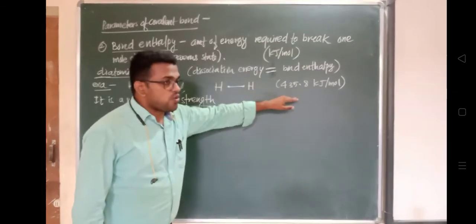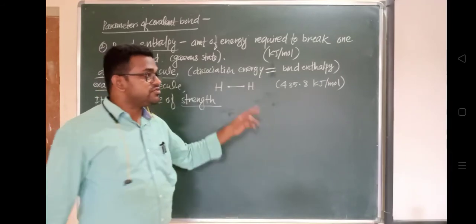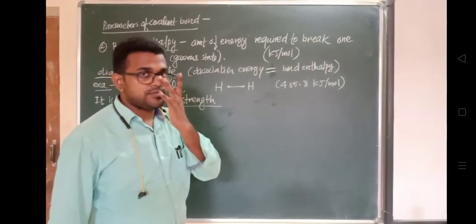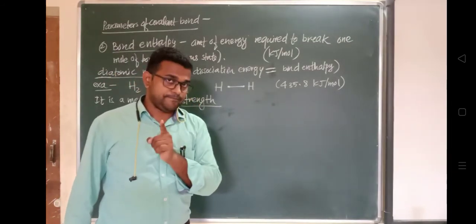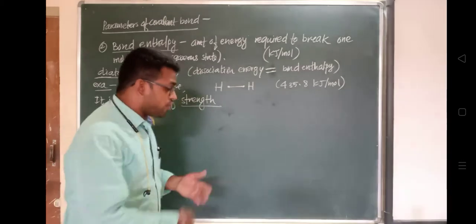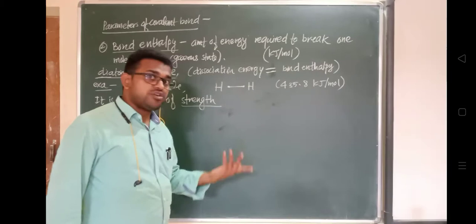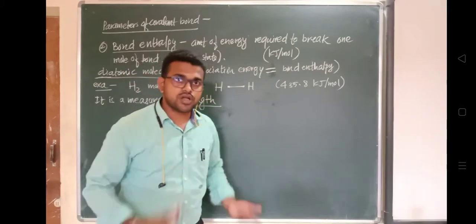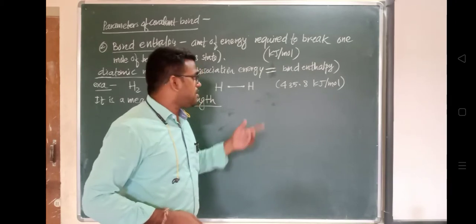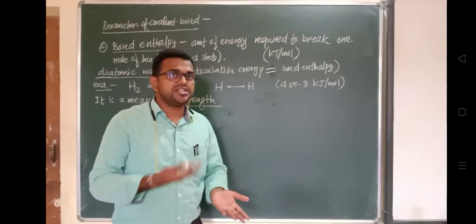If the bond is weaker, then the amount of energy required to break it will be less, because the bond is already weaker. So it is a very simple concept about bond enthalpy. Bond enthalpy is a measure of the strength of the bond. It is a measure of bond strength, how strong the bond is.